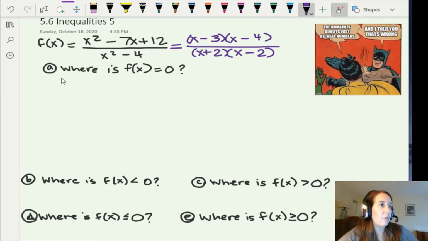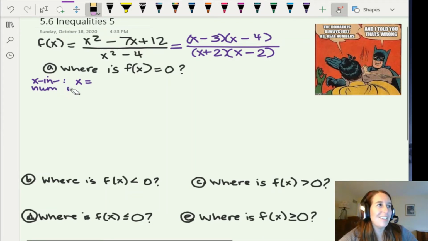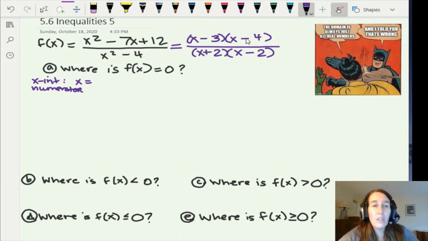All right, so where is f of x equal to 0? Well, that is the x-intercepts, right? So f of x is equal to 0 where the 0 is in the numerator. I almost wrote numerator. Maybe it should be called a numerator. All right, the numerator. There we go. So the zeros of the numerator are 3 and 4. Okay. So that's the answer to part A.